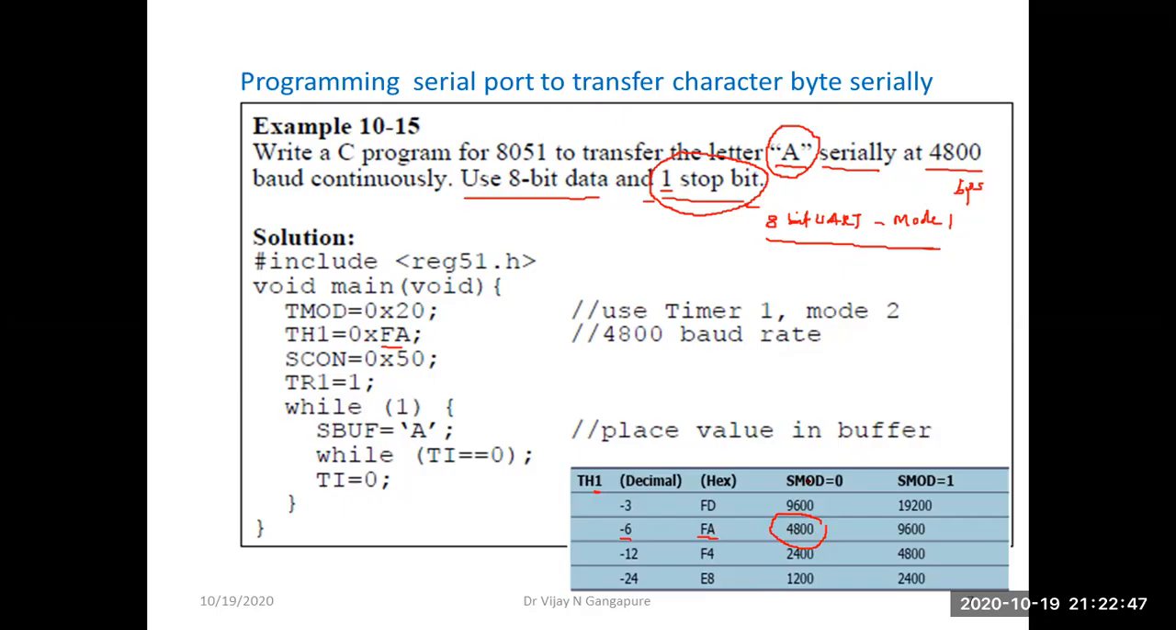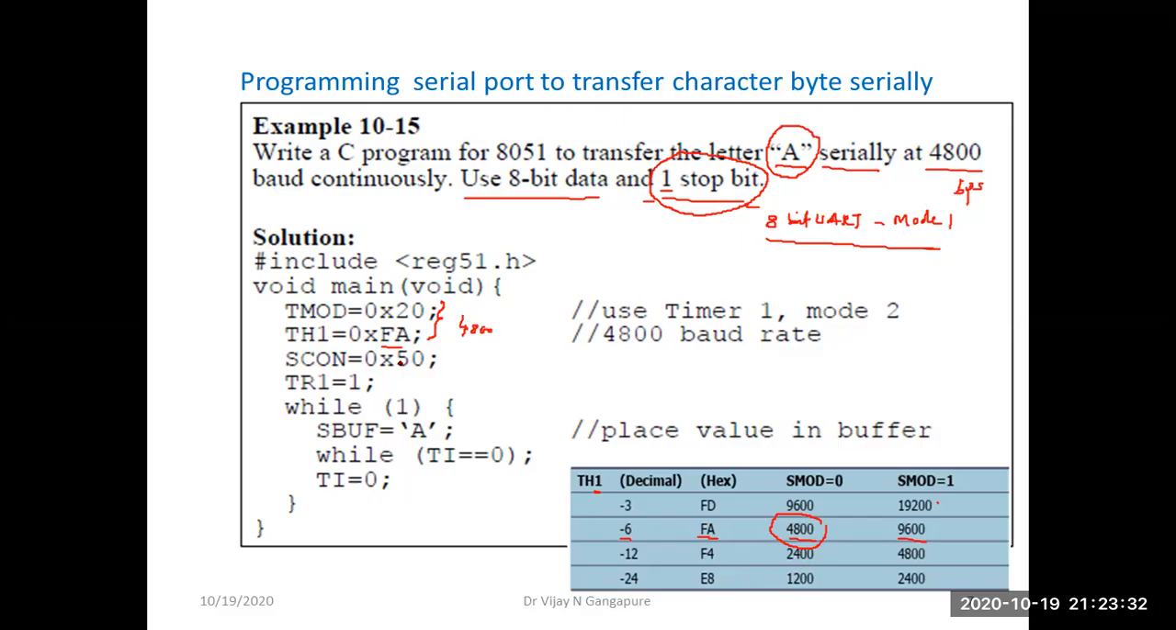Okay, so by default this SMOD bit is 0. If we set it, the baud rate will be doubled. But what we want is a 4800 bps baud rate, so for that we are not going to change this SMOD bit. SMOD will be 0, and if we load FA into TH1, that will set the baud rate to 4800 bits per second. It means whatever transmission and reception happens on the serial port of 8051 will be at the rate of 4800 bits per second. In this way, these two steps will set the baud rate, that is 4800 bits per second.